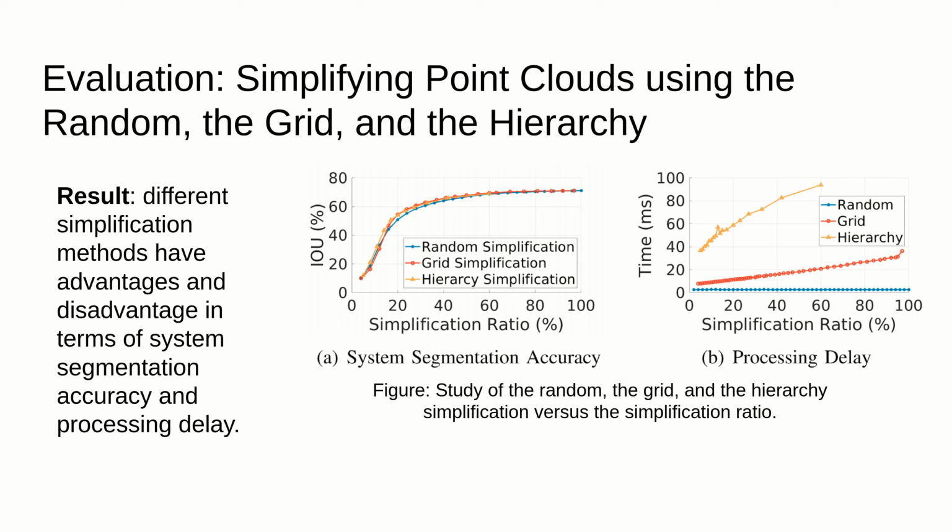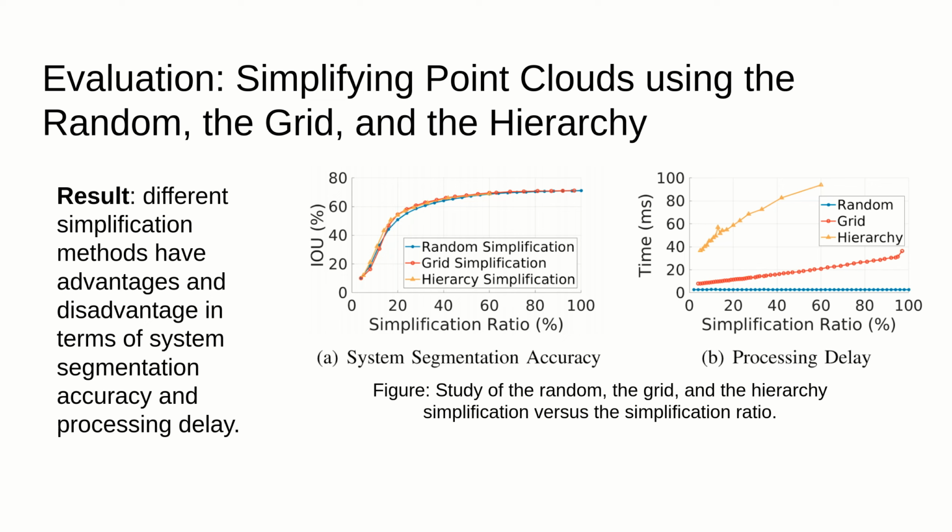Third, when the size of the simplified point cloud is larger than 20% of the original one, the grid simplification is the best. Fourth, when the size of the simplified point cloud is larger than 60%, the grid and the random have similar segmentation accuracy.